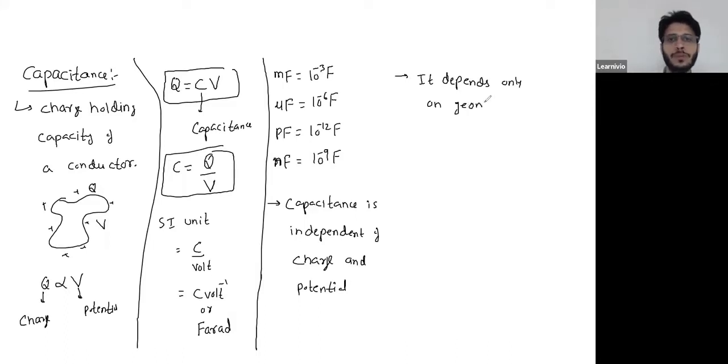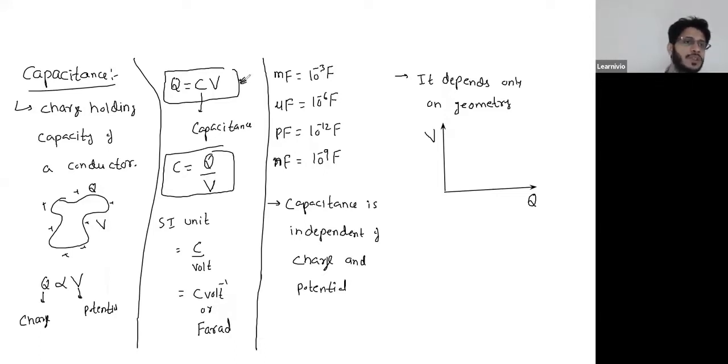It depends only on the geometry of the conductor. Nothing else. Only on the geometry. So if I plot a graph, charge versus potential graph, I'm taking charge on the x-axis and potential on the y-axis. Just by looking at this equation, Afroza, can you guess the nature of the graph? It would be straight line, parabolic, hyperbolic.